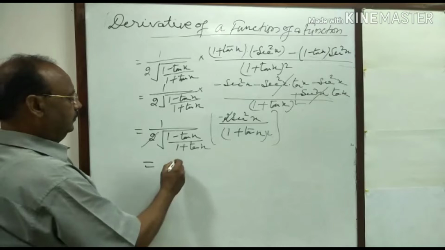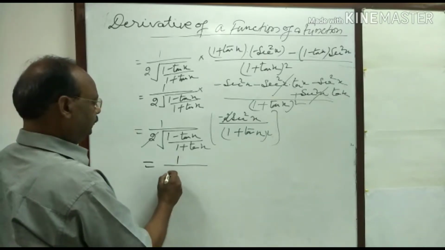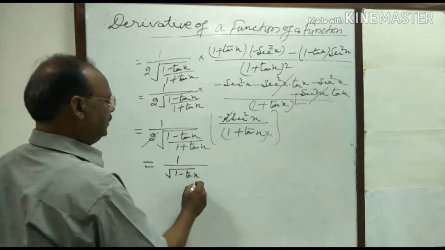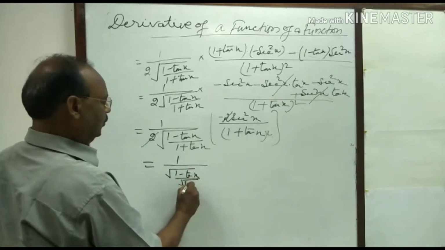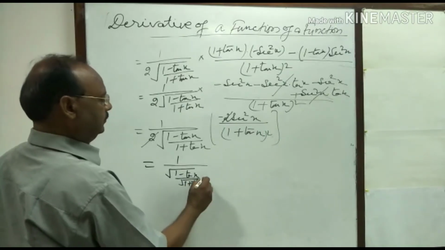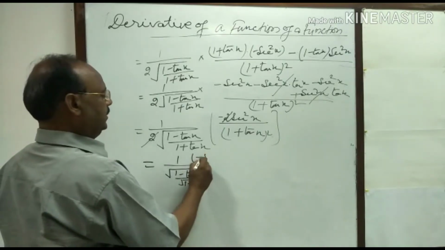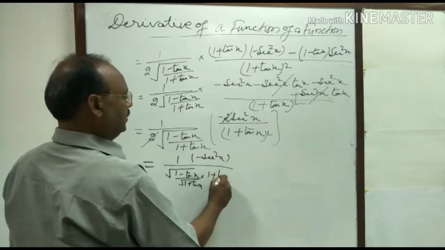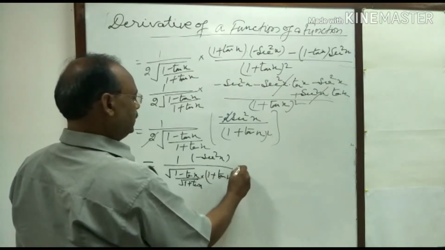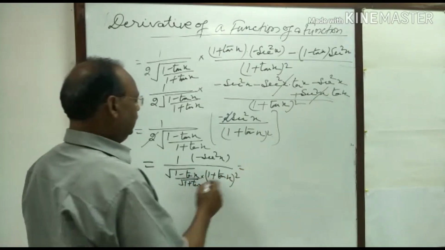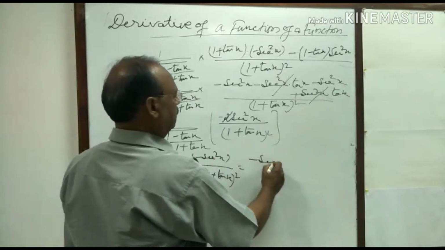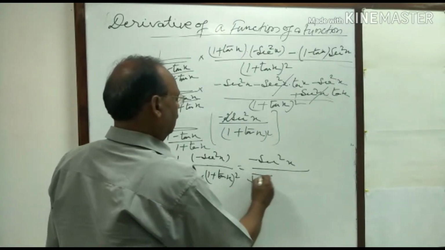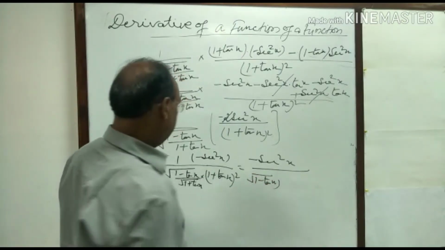Now we can write here 1 by root over (1 minus tan x) upon root over (1 plus tan x), here minus sec square x, and here into (1 plus tan x) whole square. So now we are getting the result here. In numerator we will get minus sec square x, and here root over 1 minus tan x.